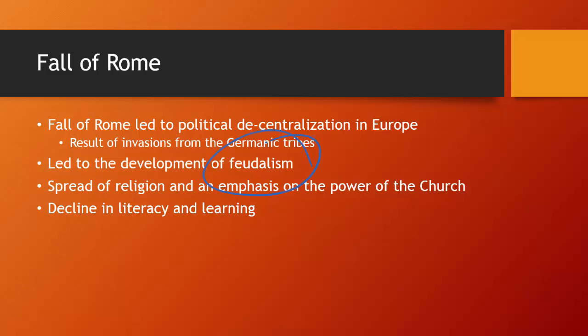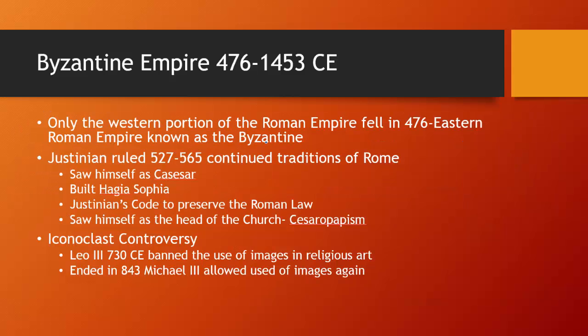So now let's go back up to the Byzantines. Remember, we should know this by now, that only the western portion of the Roman Empire falls in 476. The Eastern Roman Empire is known as the Byzantine Empire. These obviously are the dates of the total Byzantine Empire.